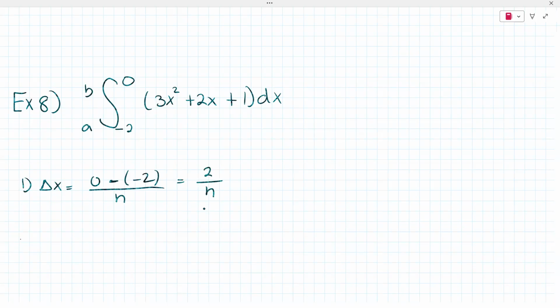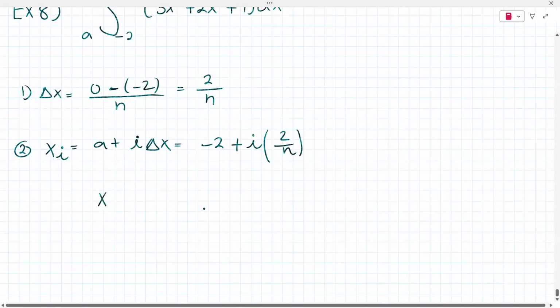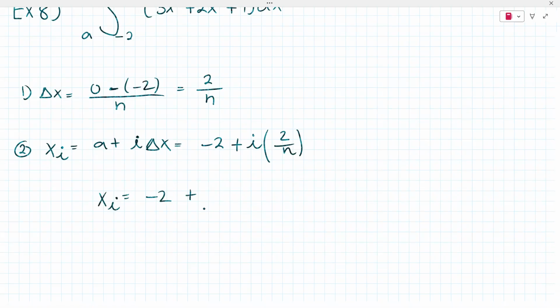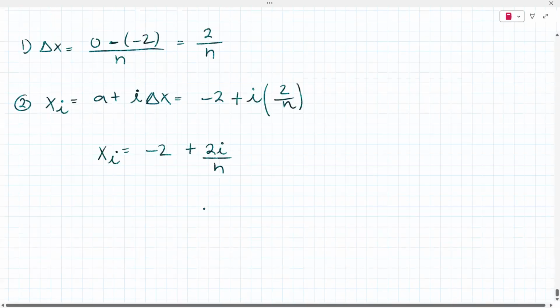Step 2 is find xi. So xi is a plus i times delta x, which is -2 plus i times 2 over n. So that's going to be xi equals -2 plus 2i over n. Okay. Step 3, start writing it out.